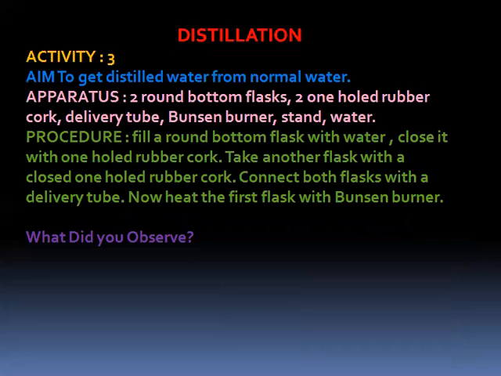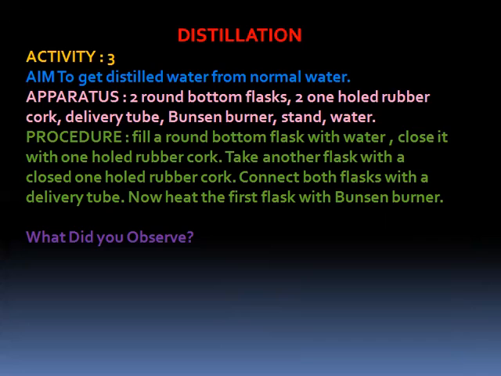So next method, that is activity 3, is distillation. What is the aim? To get distilled water from normal water. What are the apparatus? 2 round bottom flasks, 2 1-hole rubber corks. What are the rubber corks? 1 hole means only 1 hole is present in the cork. Delivery tube, Bunsen burner, stand, water.